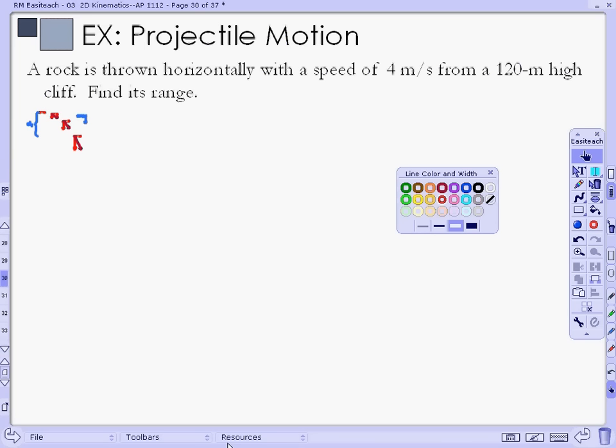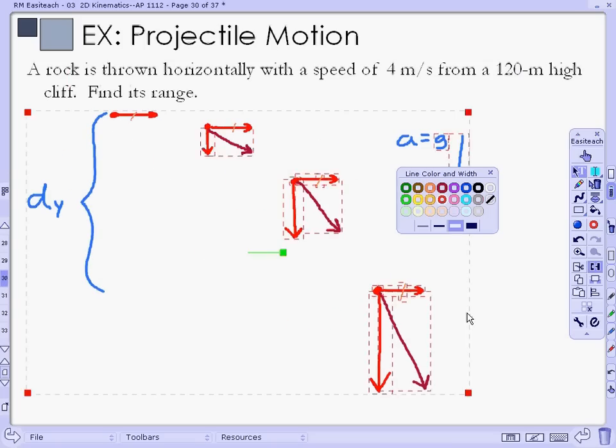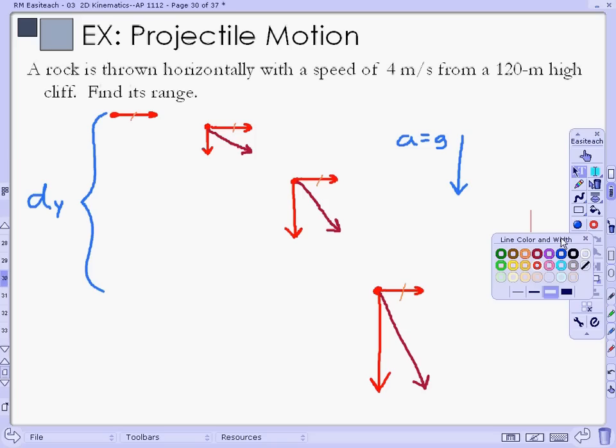I would call this a horizontal launch problem. You're throwing a rock horizontally with a certain speed from a certain height. You didn't actually make this motion map, but everything I do is going to come from this motion map. And notice I've got d sub y over here. Look at this d sub y.